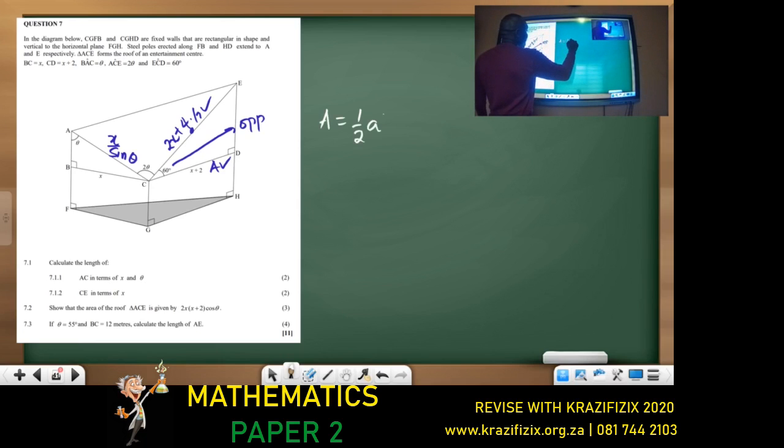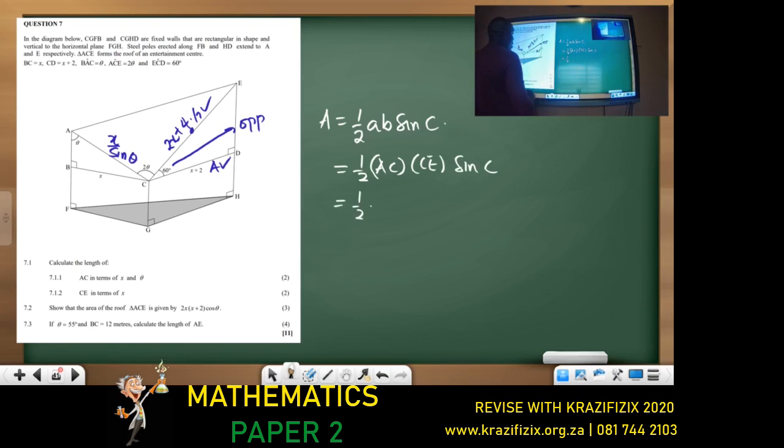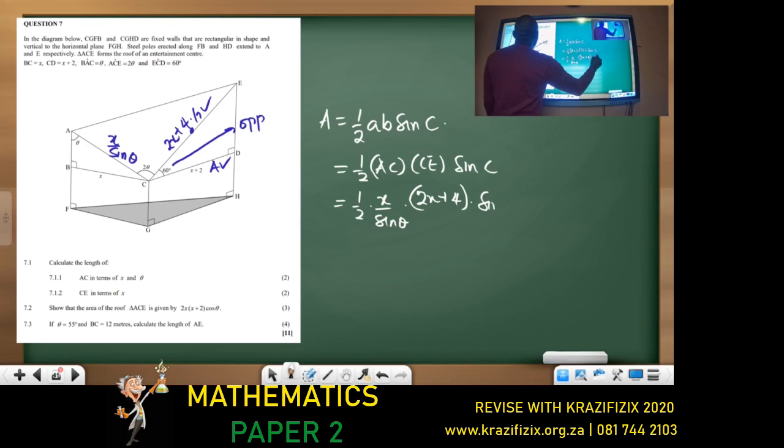I could use half AB sine C, which is half the two lengths, AC, CE, and then sine C. Let's see. Half. What is my AC, by the way? X over sine theta. What is my CE? My CE is 2x plus 4. Sine C is 2 theta.